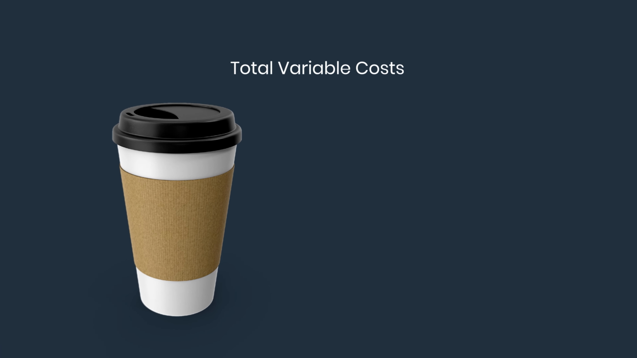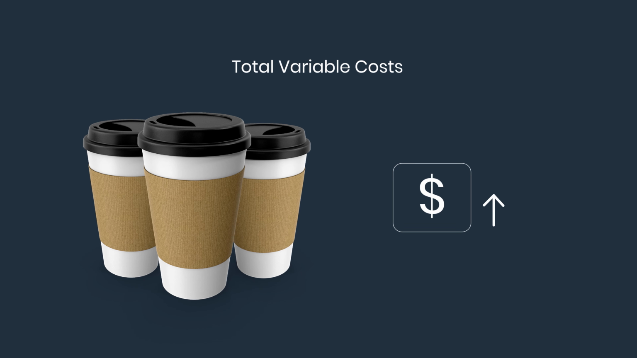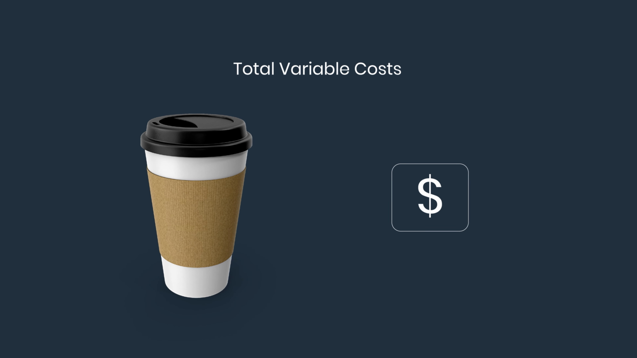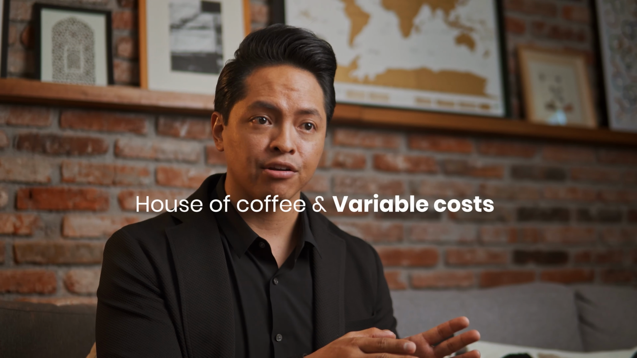Total variable costs vary with sales volume. When sales volume increases, total variable cost increases as well. When sales volume decreases, total variable costs decrease. So let's look at variable costs in relation to House of Coffee.